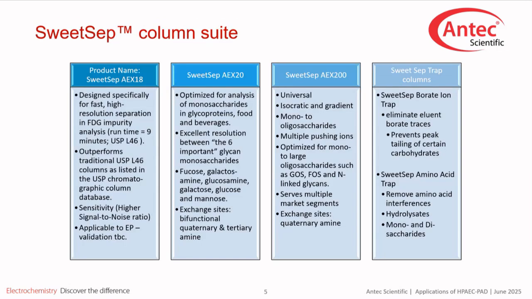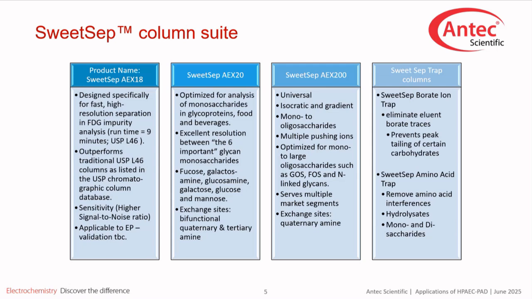We provide 3 columns: the Antec Scientific SweetSep AEX18, the SweetSep AEX20, and the SweetSep AEX200. AEX means anion exchange, and all are constructed from polymer materials. What makes them versatile? At Antec, we prioritize flexibility with customizable eluents, primarily sodium hydroxide and sodium acetate for HPAE separations, rather than changing columns.